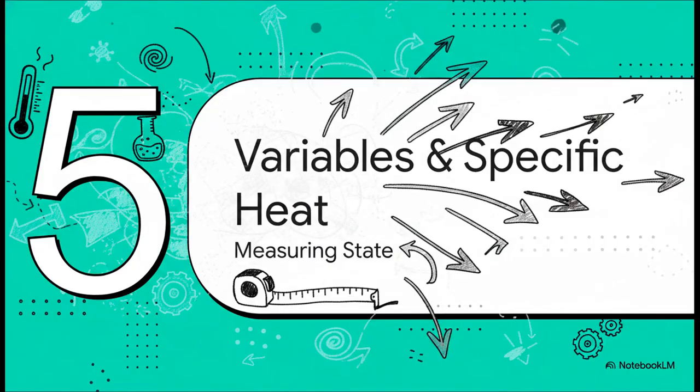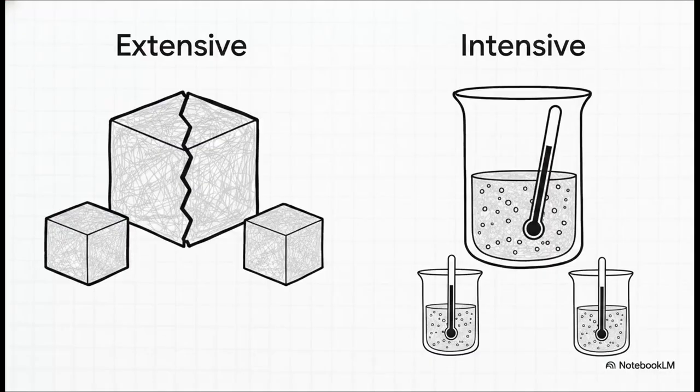Which leads us perfectly into Section 5, variables and specific heat. Because thermodynamics is a macroscopic science, we have to classify our variables in two distinct ways just to make sense of the math. First, we have extensive variables. These indicate the literal size of the system. Think about things like internal energy, volume, or mass. If you take a system and literally cut it in half, well, those values get halved right along with it.